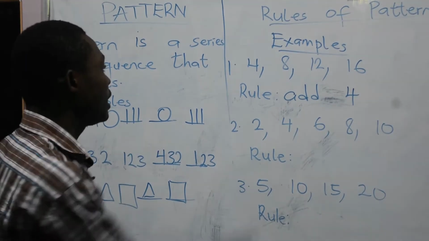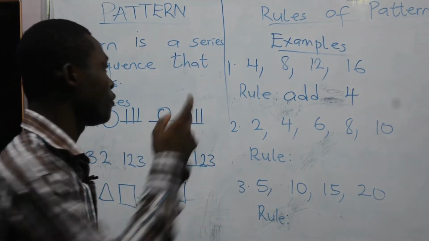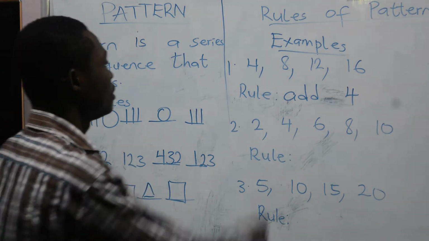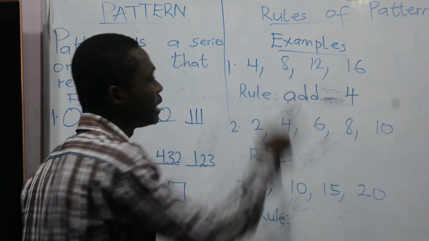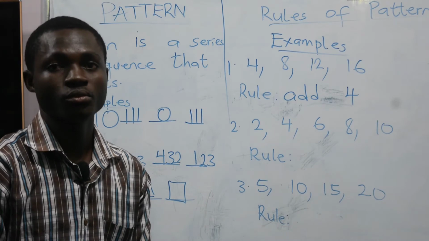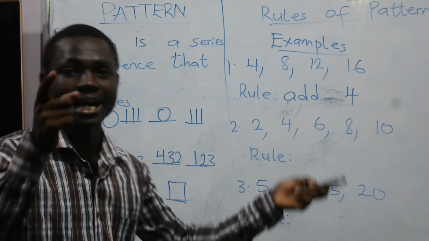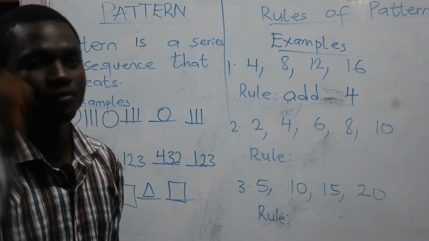Let's see. When I have 4 and I add another 4 to it, what will I get? 8. Yes. When I have 8 and I add 4 to it, what is going to be the answer? 12. And then the rule is perfect. So the answer here is add 4.